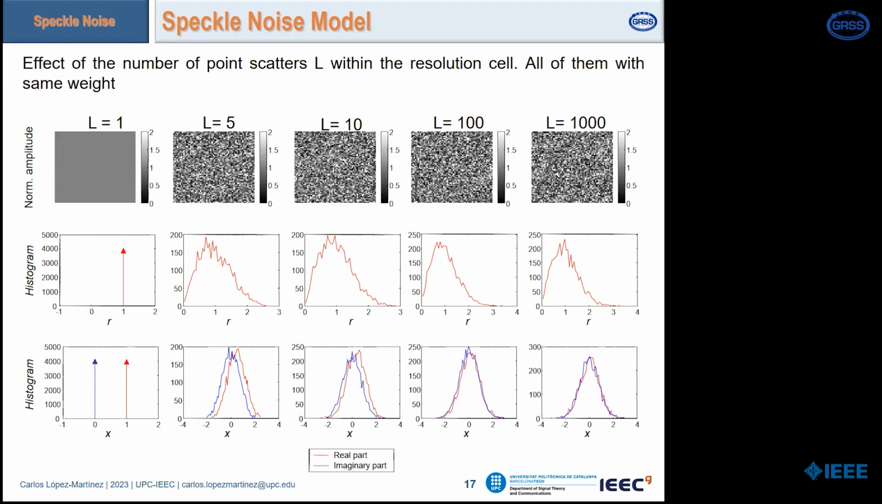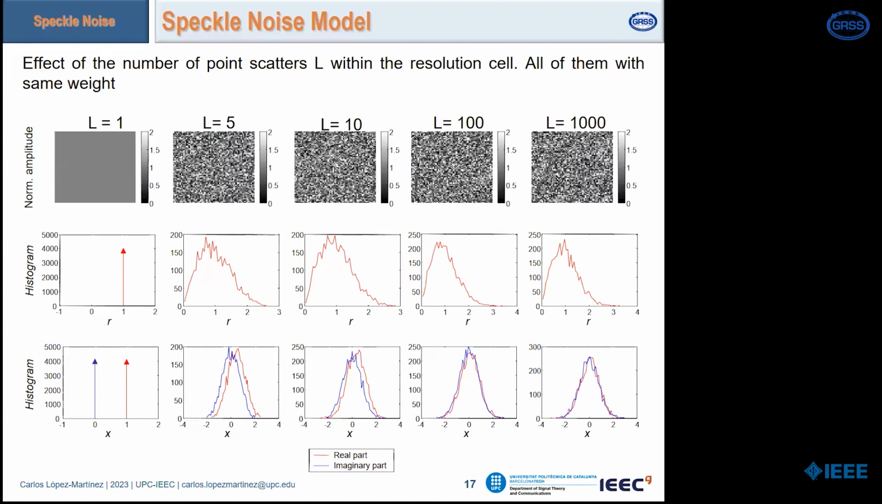What happens if I increase the number of targets? If I increase to just 5 targets per resolution cell, per pixel, what do you see? You see this fading pattern. Already 5 targets induce a fading pattern. This is the plot, the histogram of the intensity, and this is the histogram of the real and the imaginary part. And if you see, both are not equal.